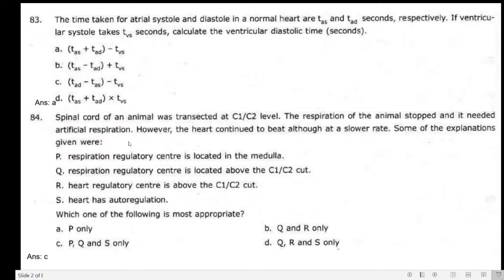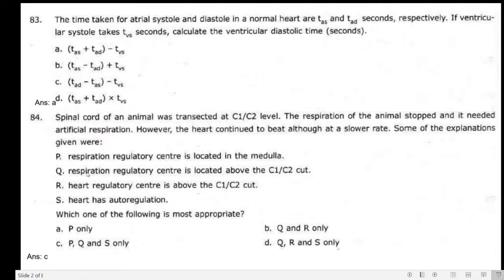Some explanations are given. Which one is the most appropriate? With transection at the C1 by C2 level, the animal needs artificial respiration, and the heartbeat becomes slow. What is the proper reason? The appropriate reason is the P, Q, S statements. P: the respiration regulatory center is located in the medulla. This is a very important key point.